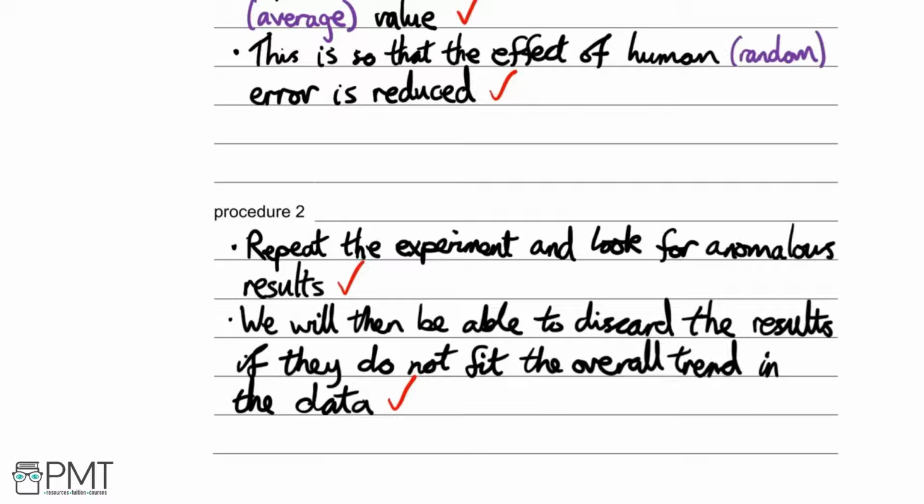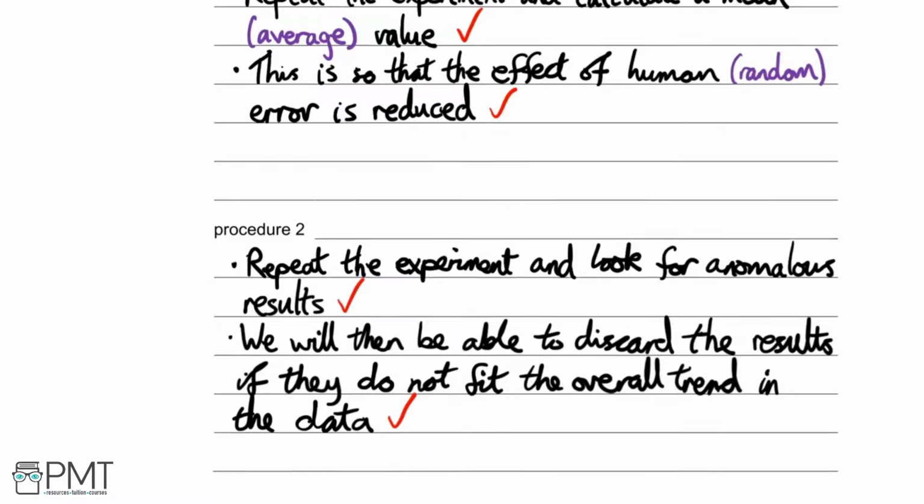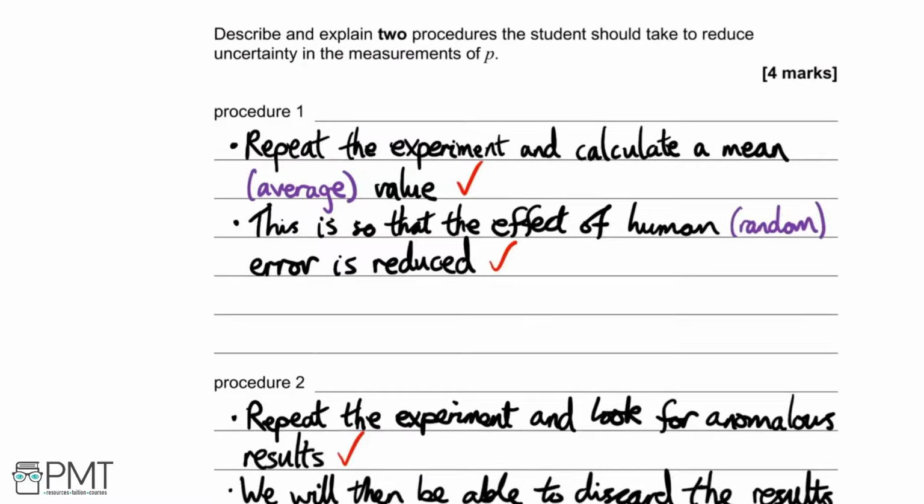You could also talk about the use of video technology so that you can slow down video footage and record more precisely the level where the glider reaches each time. But these 2 procedures are fine. We've got 4 points made, so 4 marks.